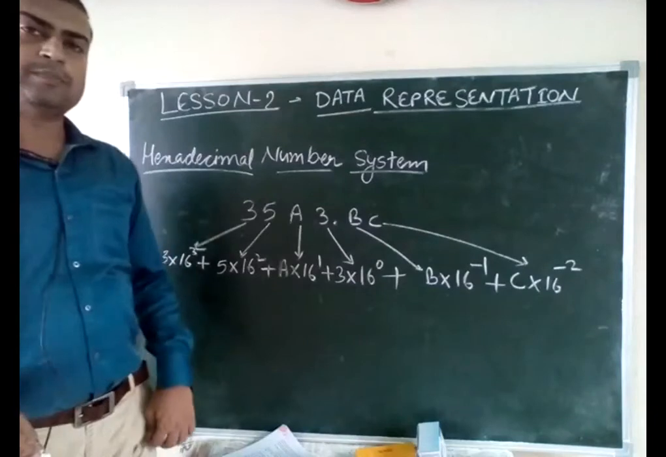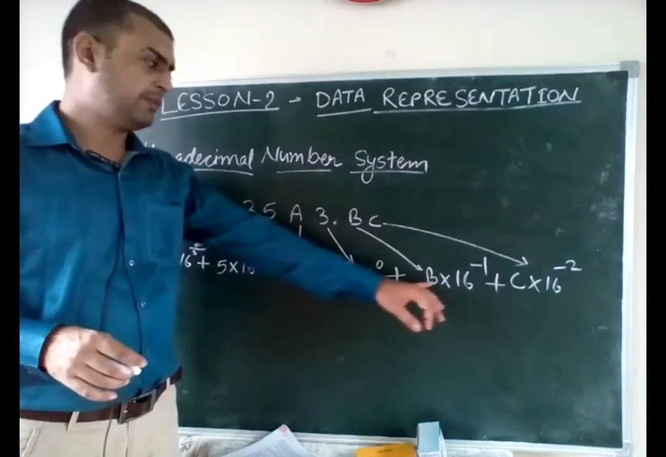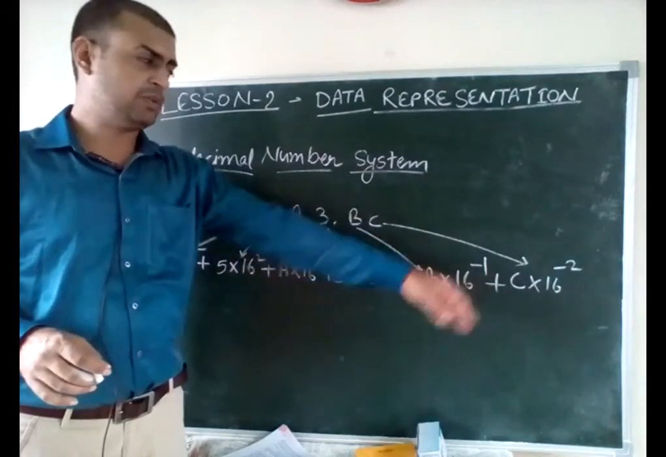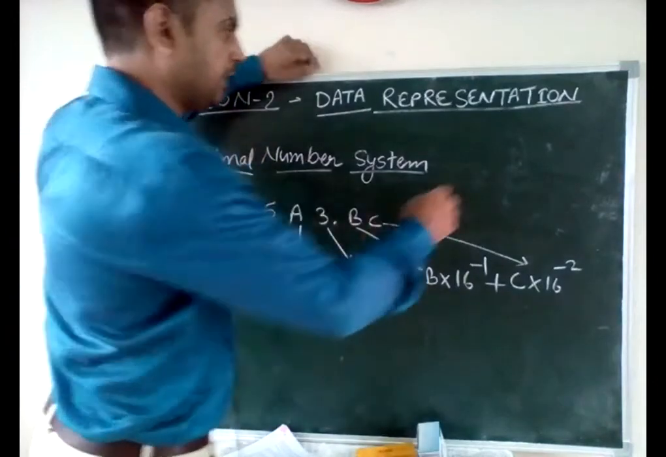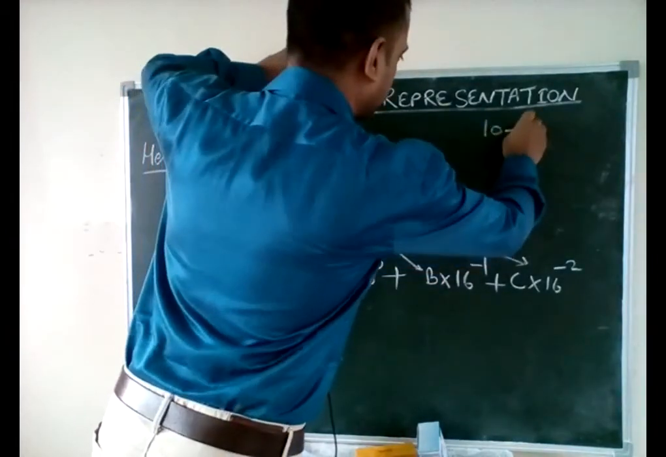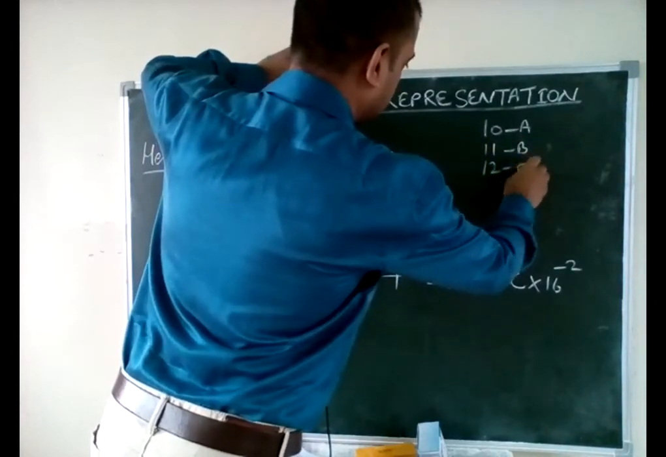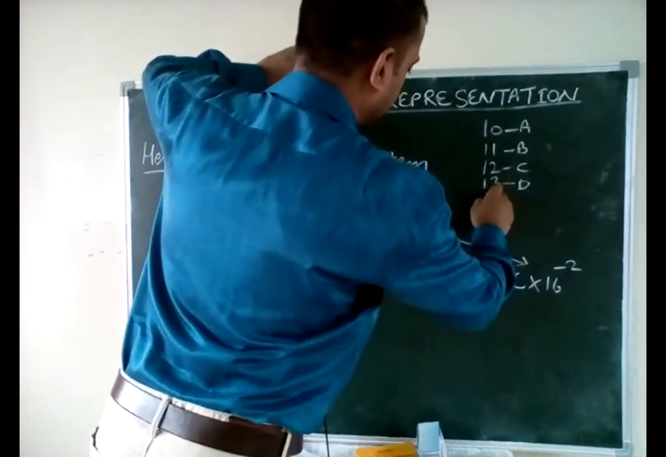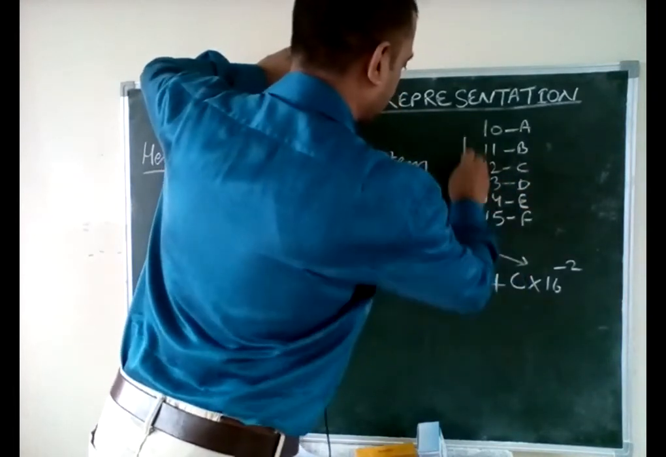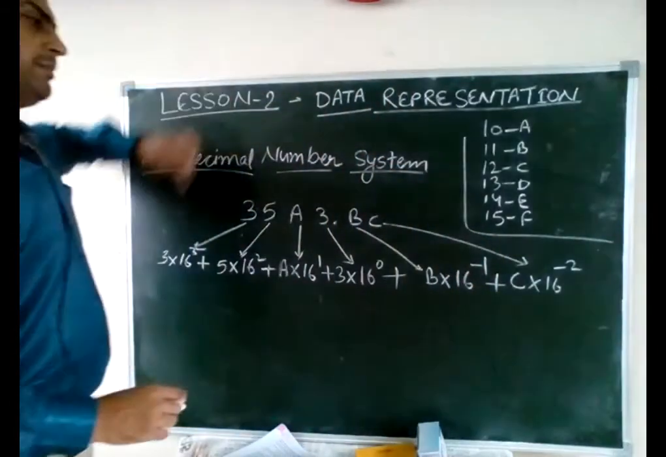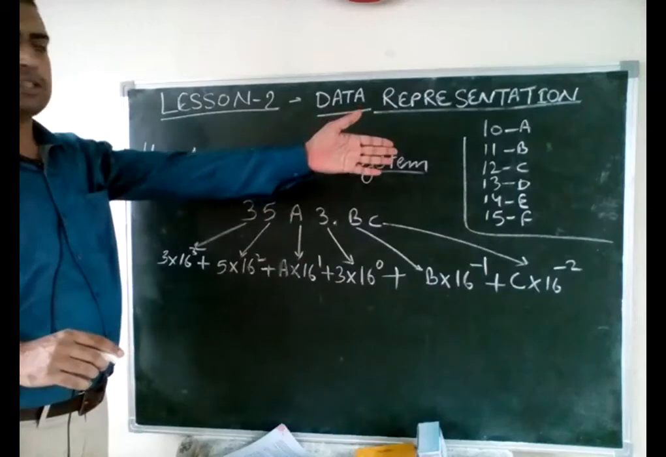Now a few students may think: how will we evaluate this A, this B, this C? You have to follow that code system as I have already given. We will represent 10 as A, 11 as B, 12 as C, 13 as D, 14 as E, and 15 as F. This is the representation of the hexadecimal number system. So while evaluating this number system, you will use that code.